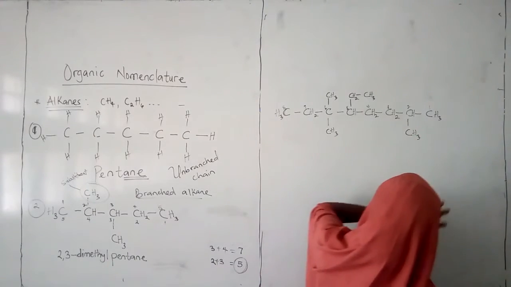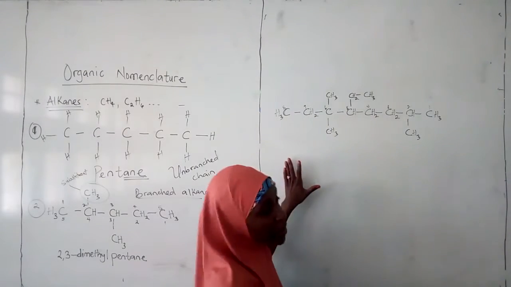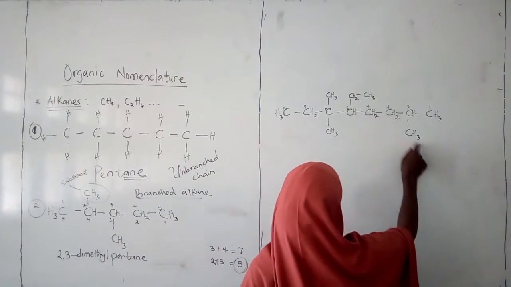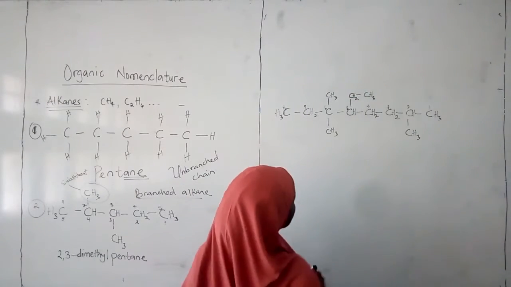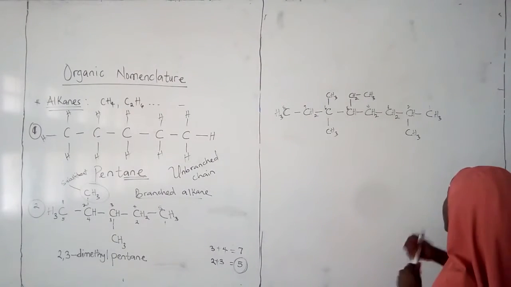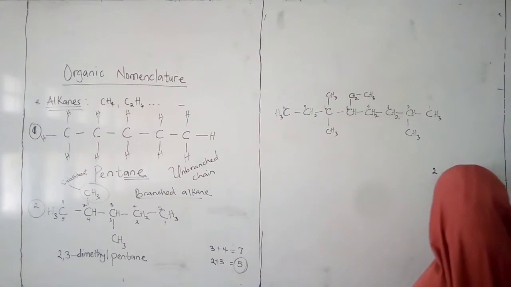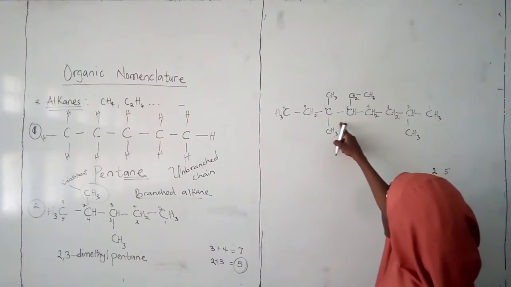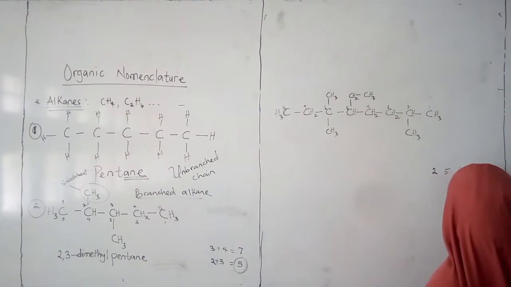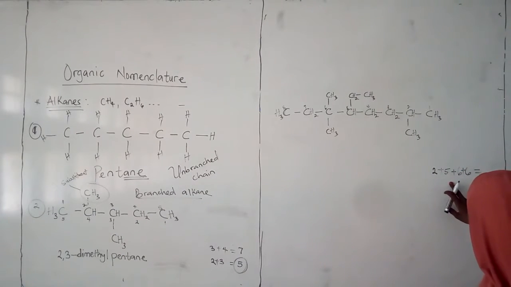So now we have 4 substituents attached to this parent chain. We have 3 methyl groups and 1 ethyl group. So now, if we are counting from here, we have a methyl in position 2, then ethyl in position 5, and 2 methyl groups in position 6, 6. Now when we add this, 2 plus 5 is 7. This is 19.